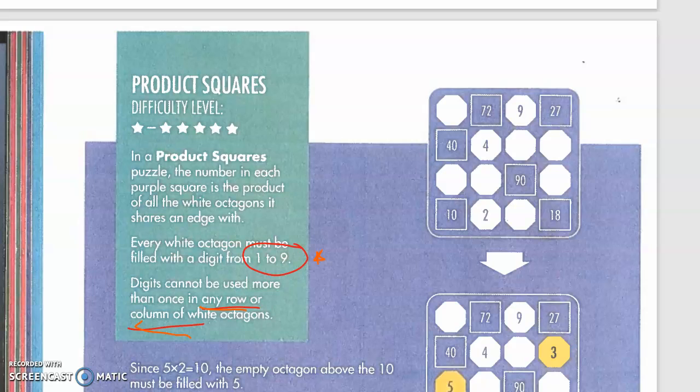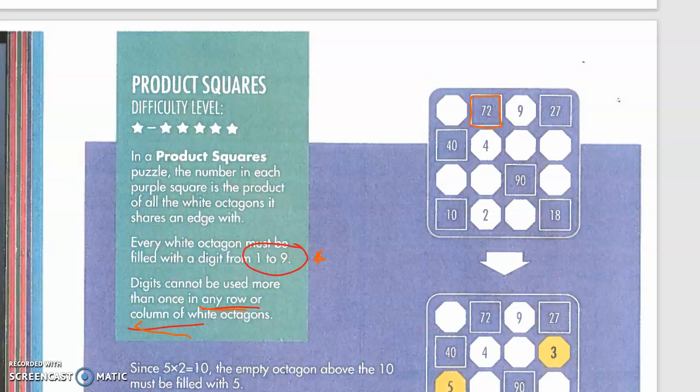So for example, if we look at this puzzle here, there's a 2 in this column, so we couldn't fill in another 2 here, and that also means we couldn't put a 2 in that row. So let's take a look at this. Let's start with 72.